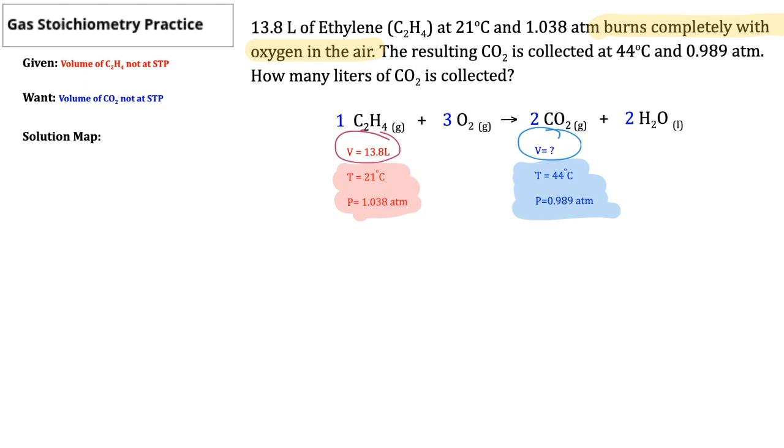However, as you can see, our temperatures were given to us in Celsius, and that can't be if we're going to use the ideal gas law equation. So we have to convert those to Kelvin by adding 273 to each of them.